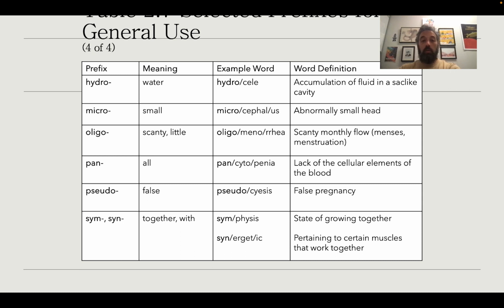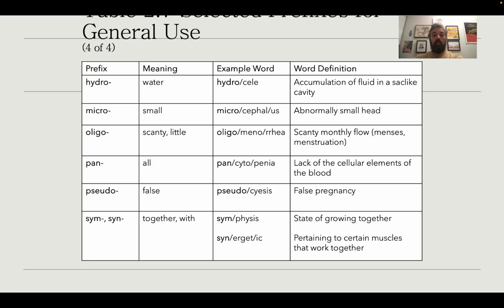Remember, if you have a PS, then you say the S, so it's pseudo. This is also a fairly common point of confusion, either sym or syn. Because it's the M and N thing, it makes it difficult. Fortunately, both of the cases mean together or with.